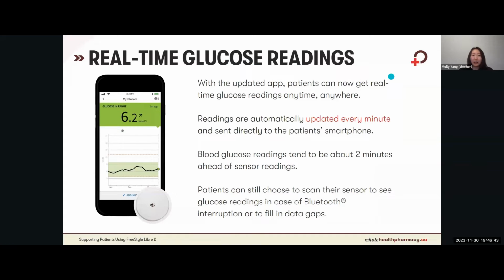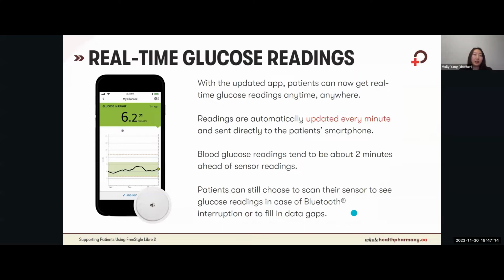As a main highlight, the main update is the real-time glucose readings. With the updated app, patients now get these readings. There's no change to the sensor. It is still the same sensor; it's an app update. The readings are automatically updated every minute, so the sensor takes the reading every minute and sends it directly to the patient's smartphone. As mentioned, there's a lag time of about 2 minutes compared to blood glucose readings.